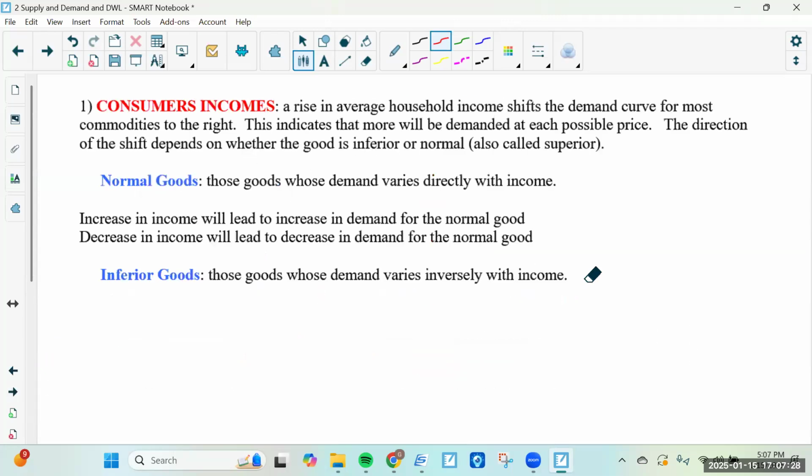All right, so what makes it shift? There are these things called determinants, okay? Some books will call them shifters. They're the reasons for the shift of the demand curve, okay?